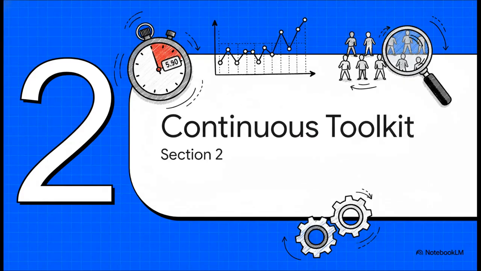Section 2. The Continuous Measurement Toolkit. Let's open up that first toolkit. Continuous measurement is where we try to capture every single instance of a behavior. It's the whole shebang, the absolute most complete way to record data.